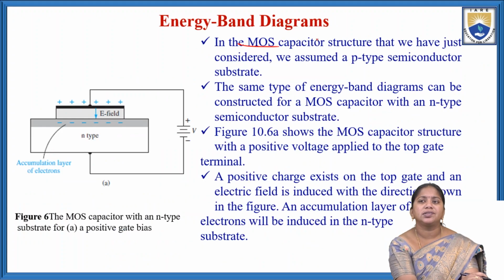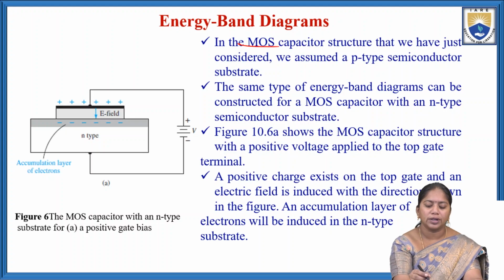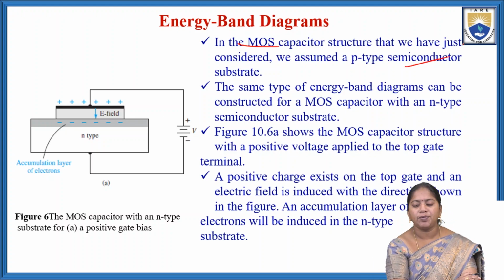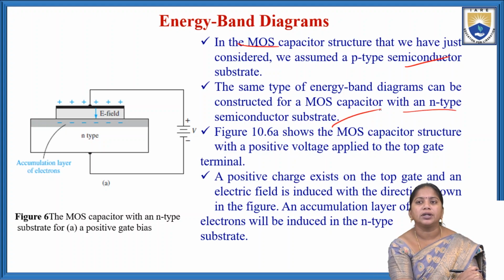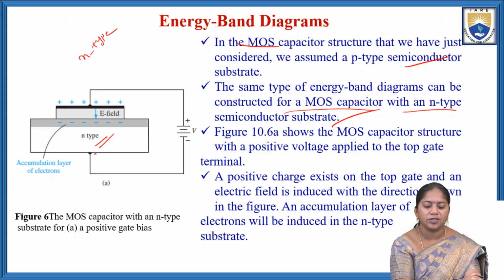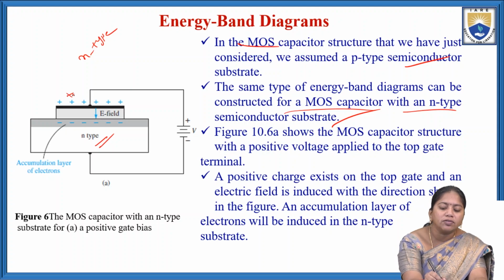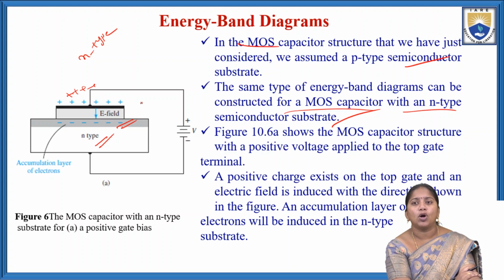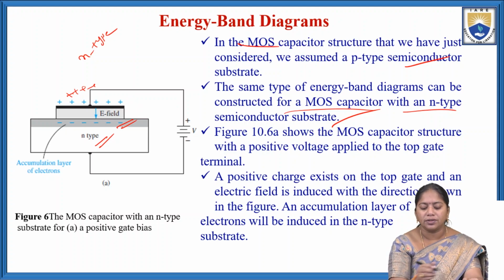In the MOS capacitor structure that we have just considered, we assumed a p-type semiconductor. The same type of energy band diagrams can be constructed for the MOS capacitor with an n-type semiconductor substrate. Previously we discussed the energy band diagrams with the p-type semiconductor. Here the positive charge will be induced on the top plate and the negative charge will be induced in the bottom plate.